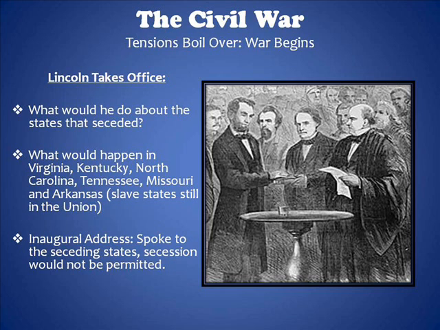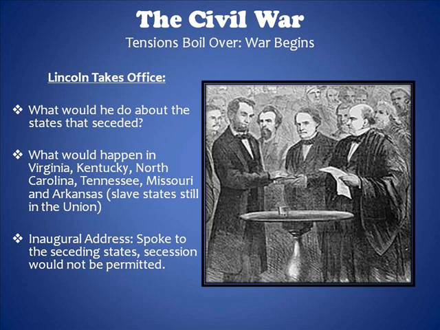So, when Lincoln was about to take office, and in the time leading up to it, a lot of people were wondering what he would do about the states that seceded. What would happen? Virginia, Kentucky, North Carolina, Tennessee, Missouri, and Arkansas are slave states still in the Union. Where would they go? Would they break away, or would they stay with the Union? No one knew. And they were all looking for answers from the new president, Abraham Lincoln. And in his inaugural address, he spoke to these southern states that had already seceded.